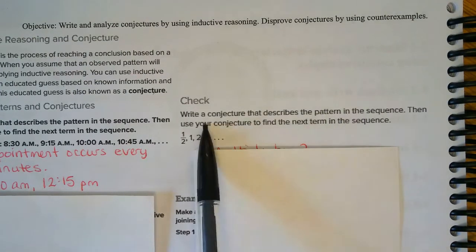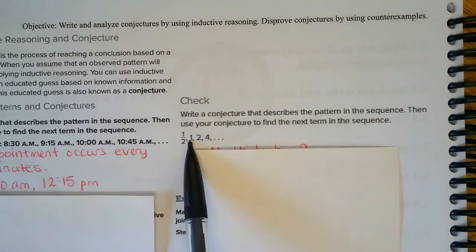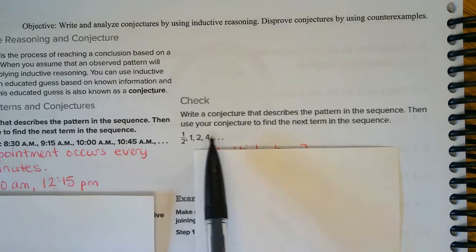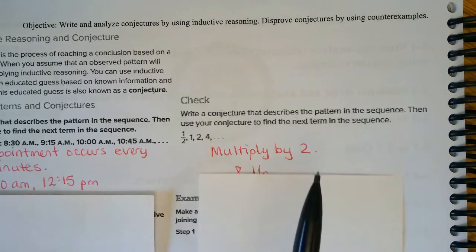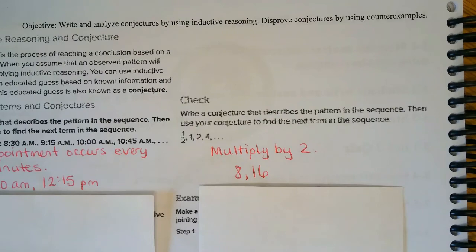So in the check question, you are supposed to write a conjecture. So as I look at my numbers and see the pattern, I see that we are multiplying by 2. That is my conjecture. I can use that to find the next term. So the next term would be 8.